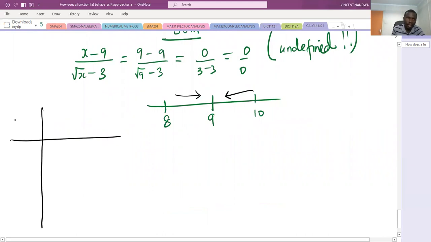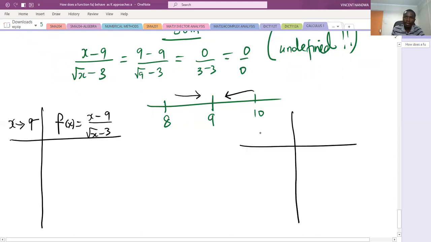So say x approaching 9 from the left. Remember, the negative sign just shows left; it doesn't mean you're making 9 negative. And then the value of the function f of x, which is just x minus 9 over root x minus 3. And then another table, x approaching 9 from the right, and the value of the function as x approaches 9 from the right.